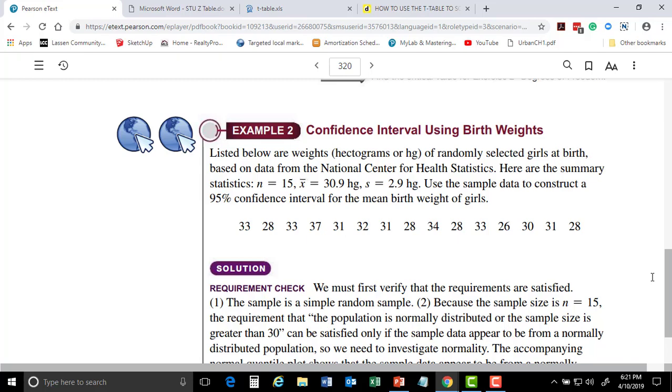S, right? What is S? That's my sample standard deviation, right? Notice that I don't have a sigma. The sigma is not known. Only God knows it. In the previous one, they gave you a sigma, like you got that. So now, use the sample data to construct a 95% confidence interval of the weight of these girls.